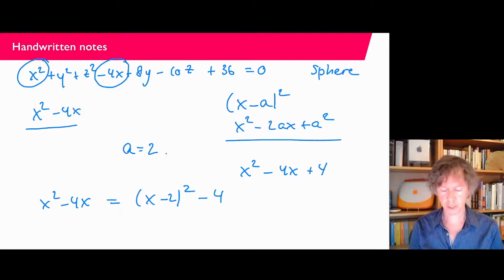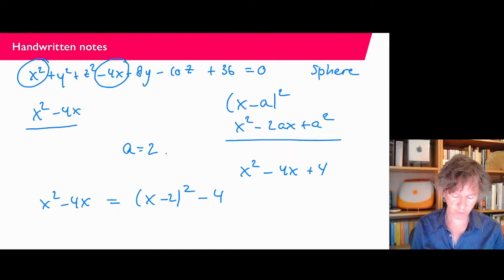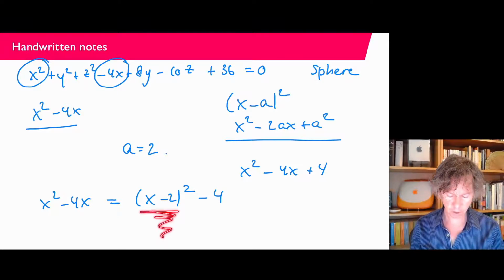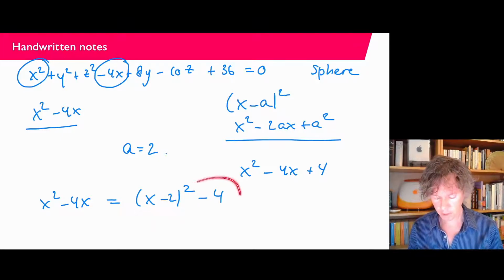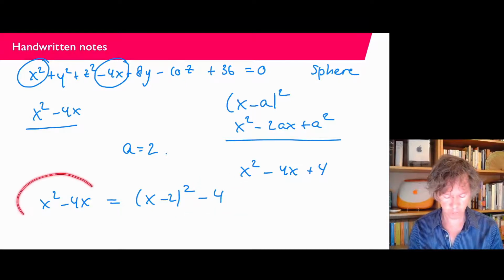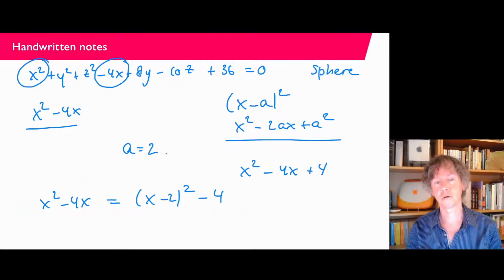And you can easily check that. So this is maybe going a bit fast if you have never seen that before. But if you get rid of these brackets again, you get x squared minus 4x plus 4. And then with a minus 4, you have precisely what it says here.